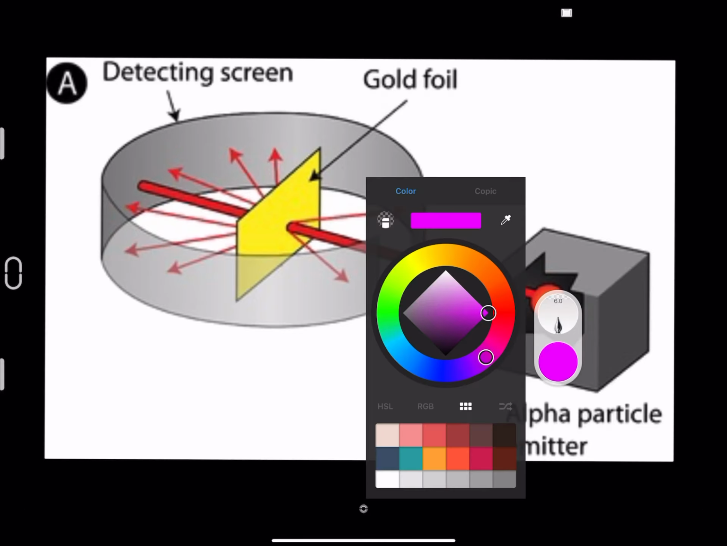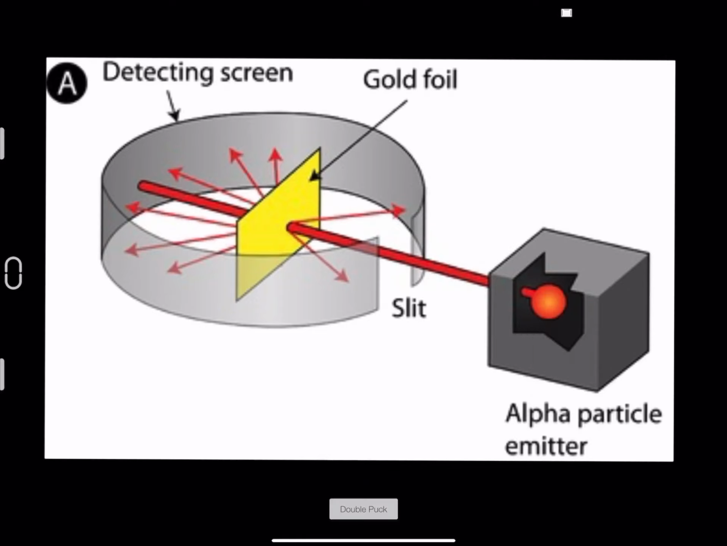So what we have here is the gold leaf experiment set up. You can see where the gold leaf has been identified, a detecting screen around the outside edge, and then your alpha particle emitter, or radiation source, by which the alpha particles will be fired in a beam towards the gold leaf. You would then get your subsequent detections based on the trajectory of the alpha particle.